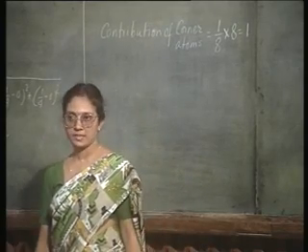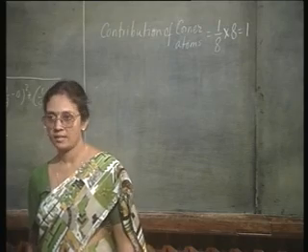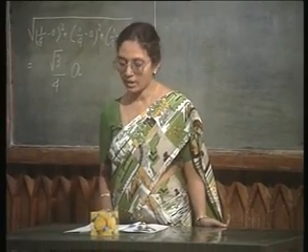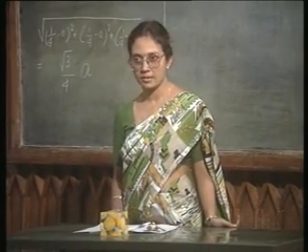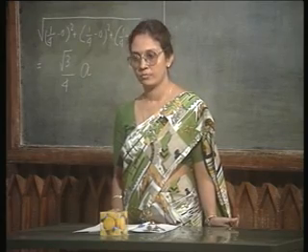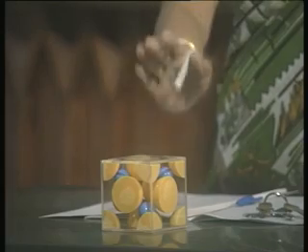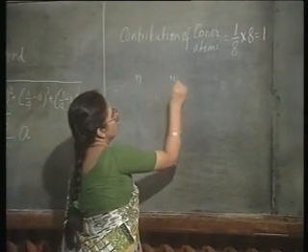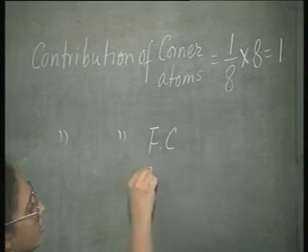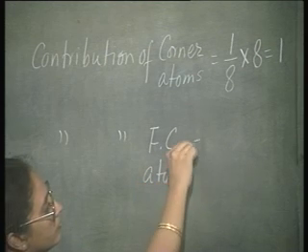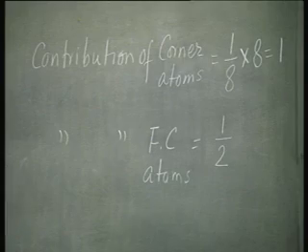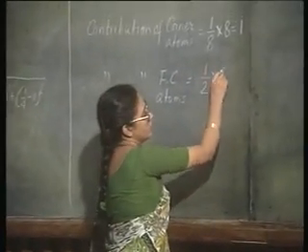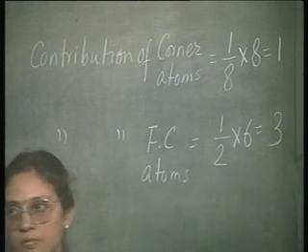Next, let us consider the face centered atoms. The contribution of each face centered atom to one unit cell is half. It is shared by 2, one here and the other on top of this. So, the contribution of face centered atoms: how many such face centered atoms do I have? 6, because there are 6 faces. So, half into 6, it is 3.